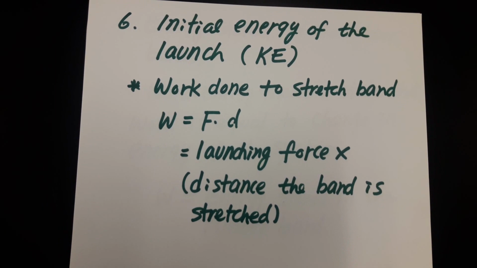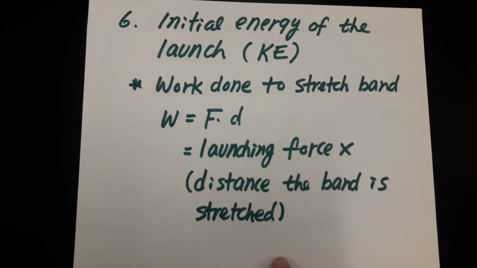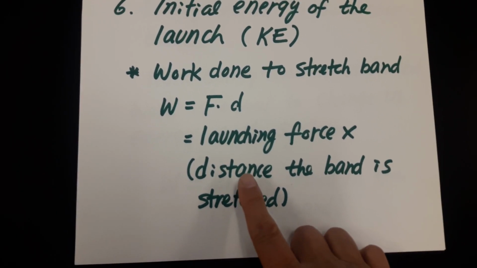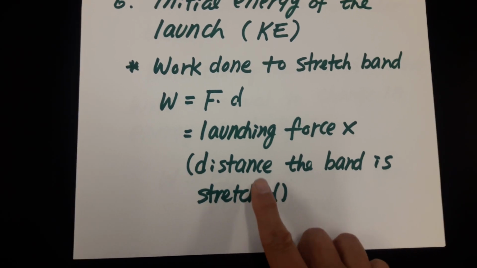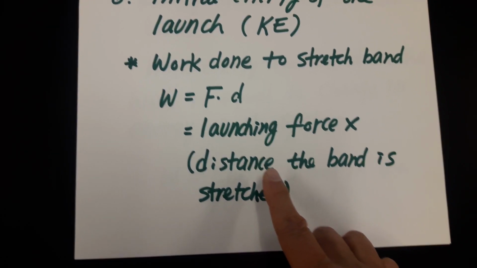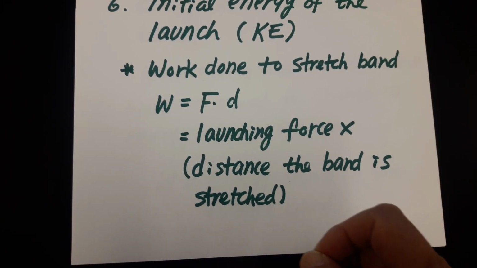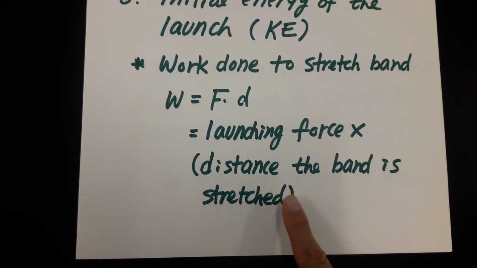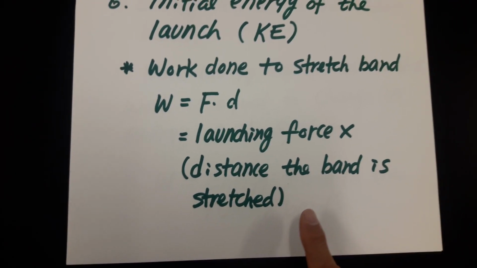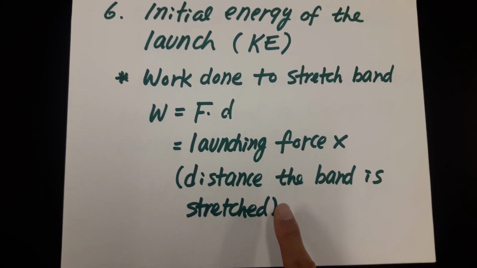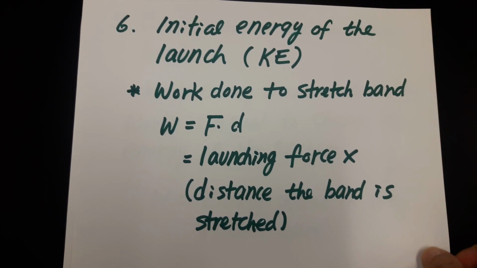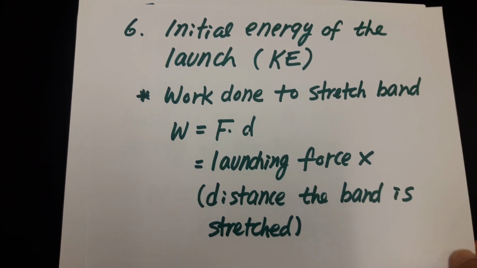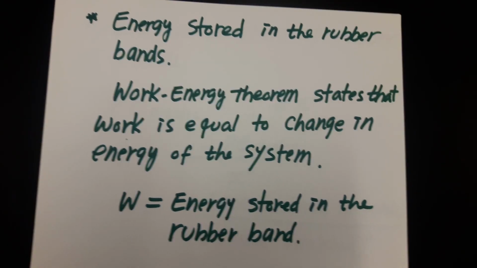Initial energy of launch. So first step is to find work done to stretch band. So work equals force times distance. This force is launching force you exert to stretch the rubber band backward. And distance, this distance is the distance the band is stretched. So you measure this distance while you are doing this activity. So multiply these two variables or quantities, then you get work done on the band.